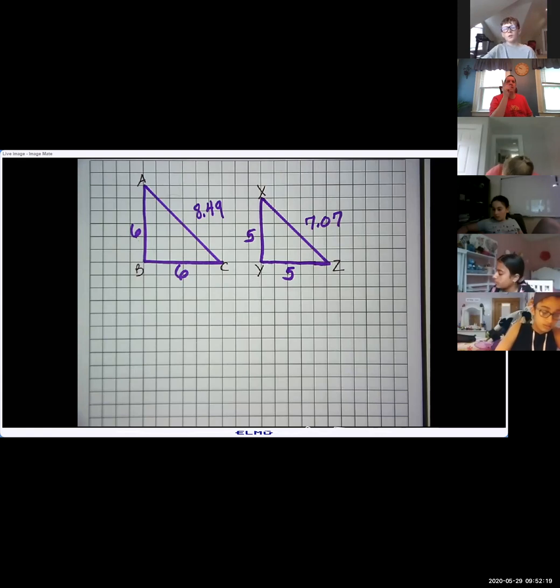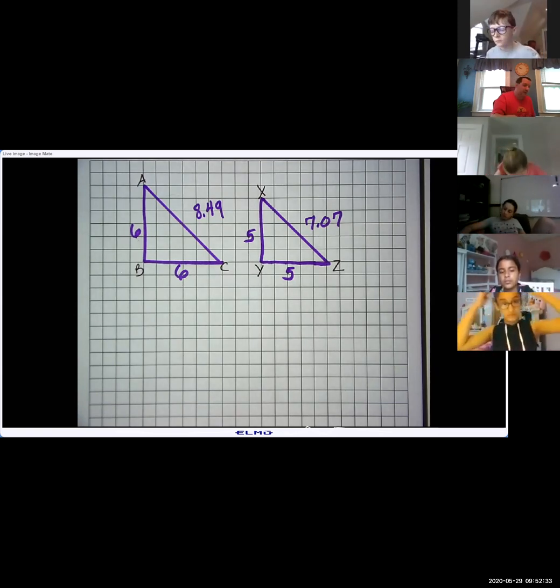How can we find out if these two shapes are congruent? Same exact shape, same exact size. We know they're not congruent because we can see that those sides are different sizes. Yes? Excellent. So they're not congruent.